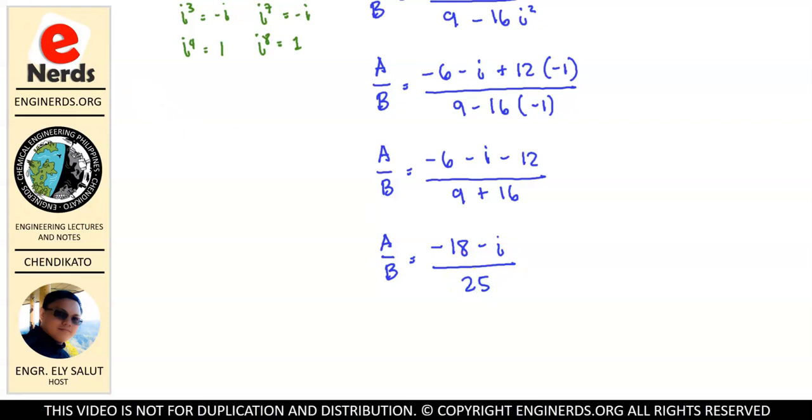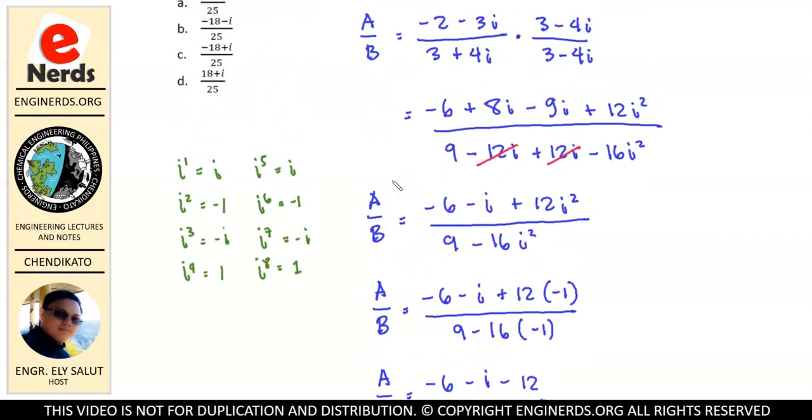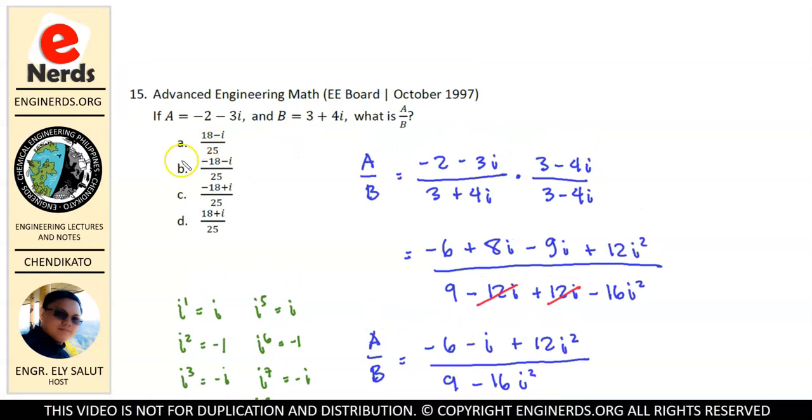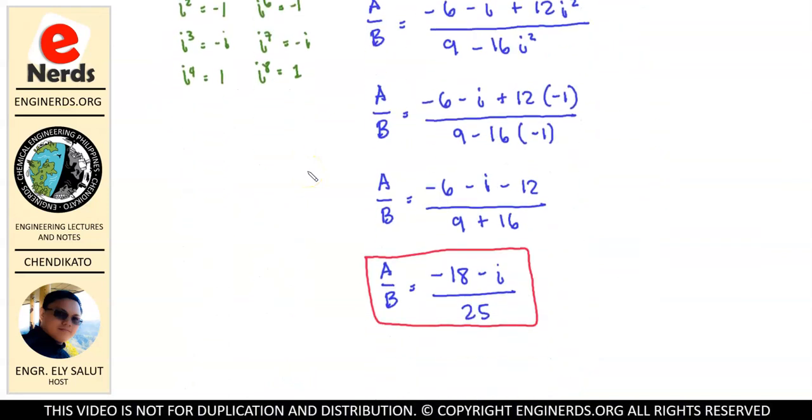Okay, so this is our final answer in here. So, A over B is equal to negative 18 minus i over 25, which is sa ating mga choices, letter B, no? Negative 18 minus i over 25. So, that's our final answer there. So, punta na tayo sa problem number 16.